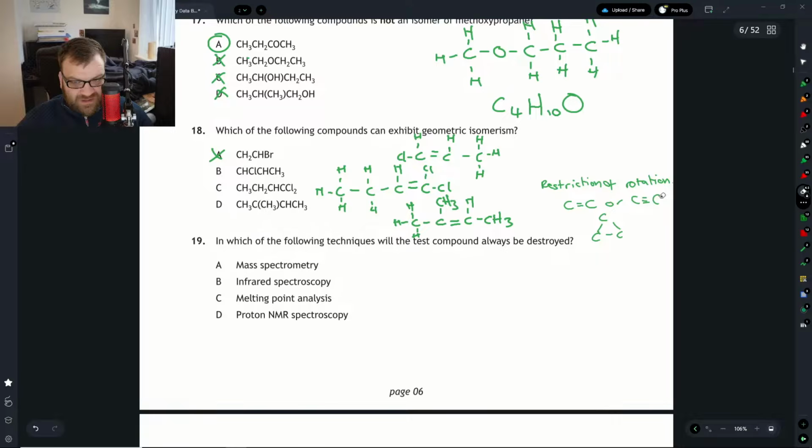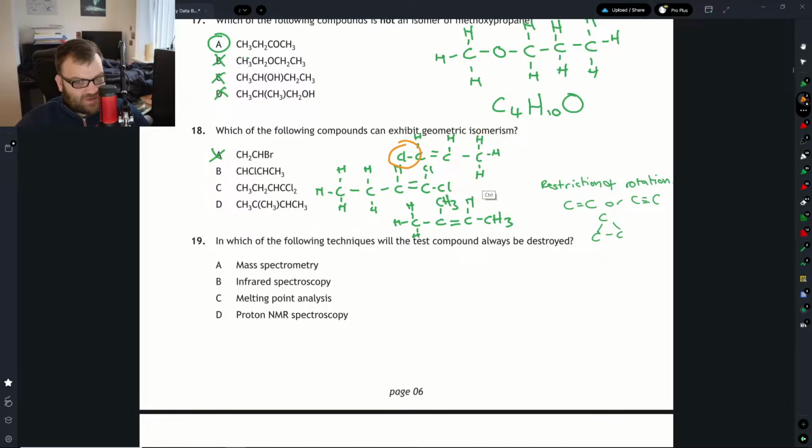Next one in B. Well, what we've got is we've got a chloro group on the first and a methyl group off the second carbon. This would allow you to either have them both on the same side of the carbon-to-carbon double bond or on different sides of the carbon-to-carbon double bond. That's, to me, putting B looking quite nice. I'm going to leave it there just now.